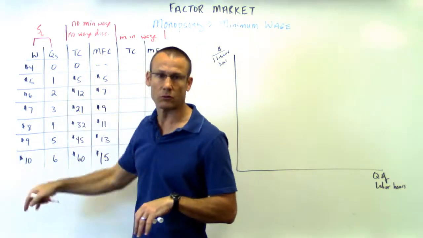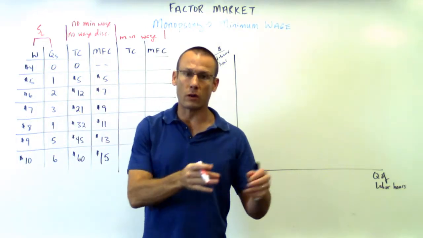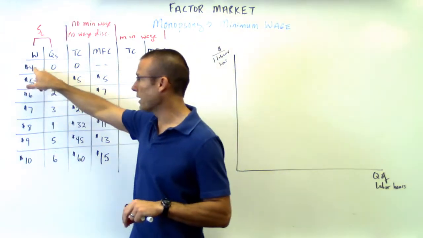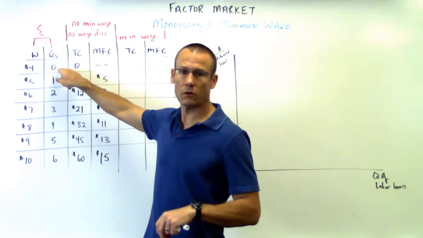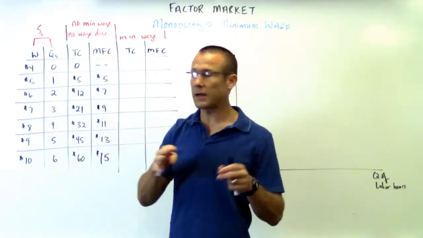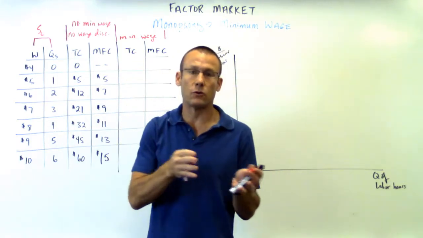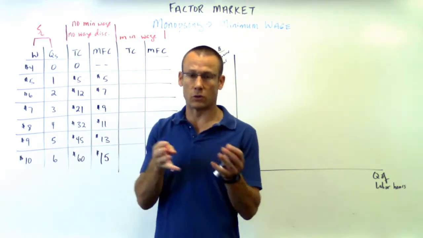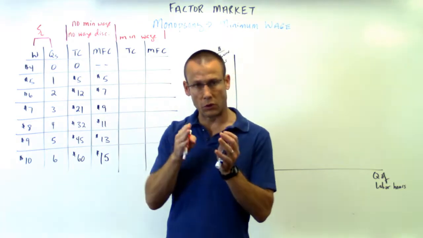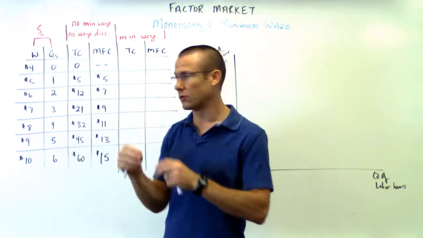It's really the supply schedule for labor, okay? We're thinking about the labor supply. So at a wage of $4, nobody's going to work for us. So the total cost is zero. The marginal factor cost is not even relevant because we're not doing an additional one. We're starting at zero. The marginal factor cost only makes sense once you get to one, when you go from 0 to 1, when you can get an additional unit, right?